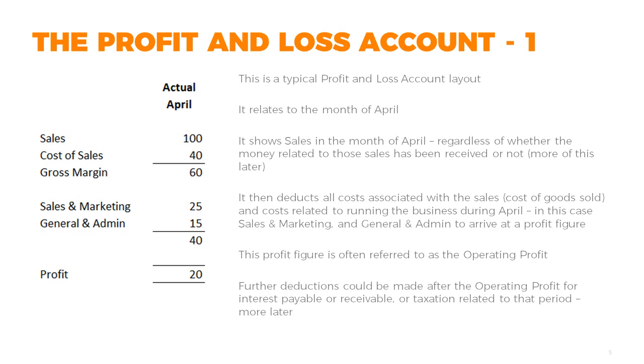You may decide that you want to see the costs split out in more detail, e.g. by functional area, sales, marketing, operations, IT, finance, etc., depending on how your organisation is organised and how responsibilities are devolved. This profit figure is often referred to as the operating profit. There are some other widely used profit terms which we will cover shortly. Further deductions could be made after the operating profit for interest payable or receivable or taxation related to that period. Again, we'll look at this later.